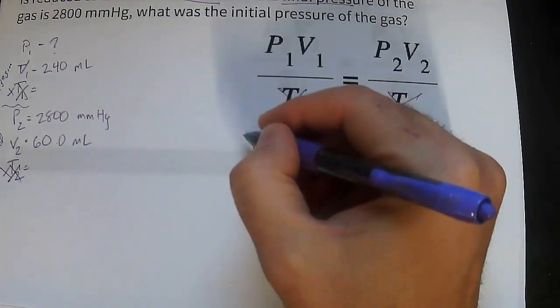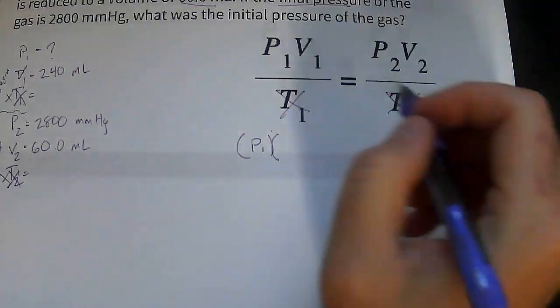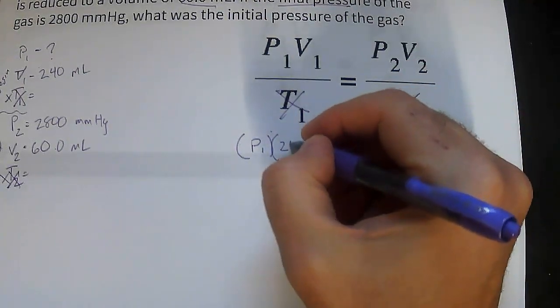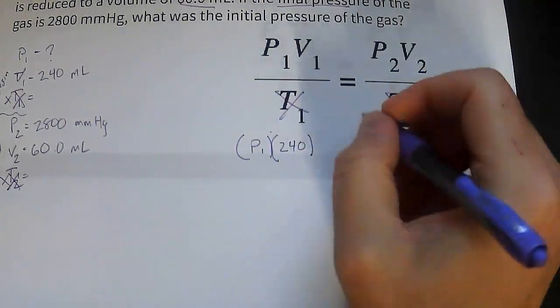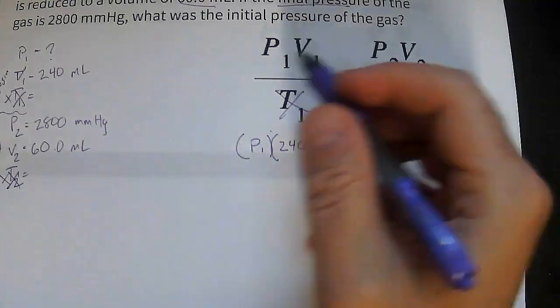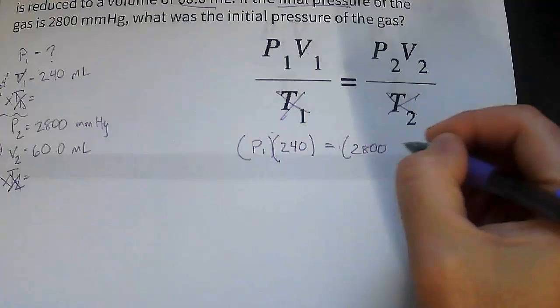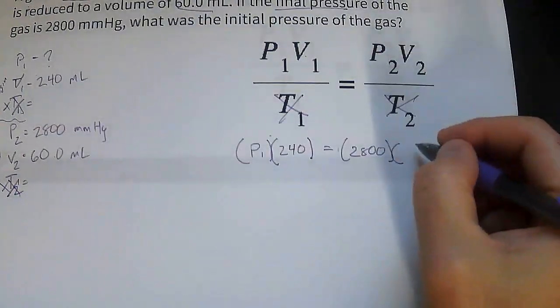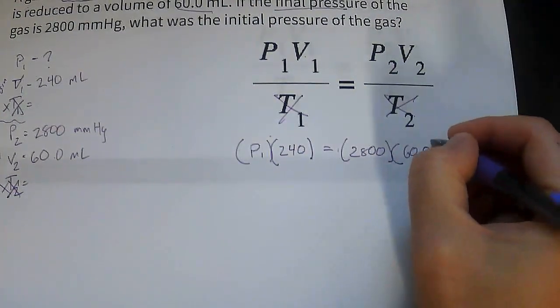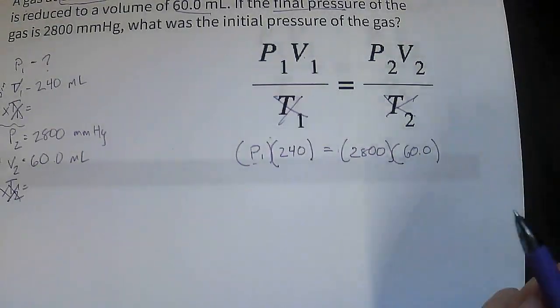So I put things in parentheses. That's just kind of how I do, especially for these. Okay, (240), that's our V1, equals P2, (2,800), V2, (60.0). And now we want to solve for P1.